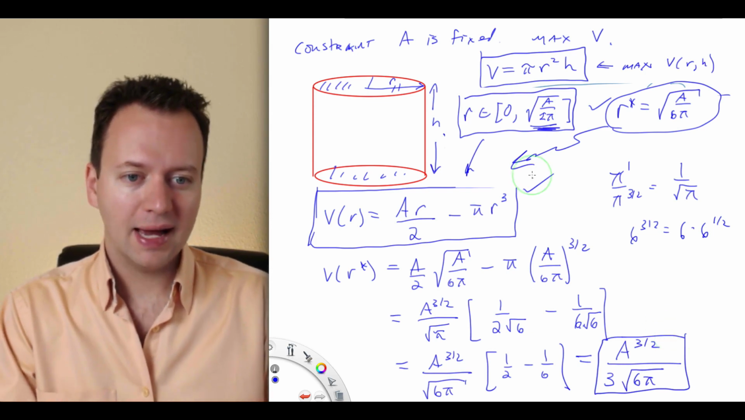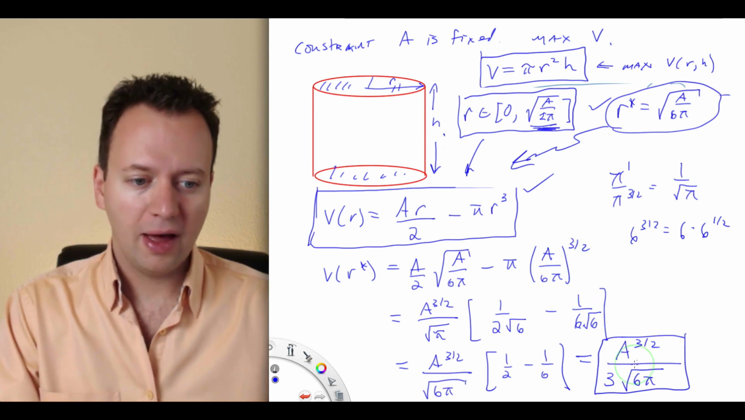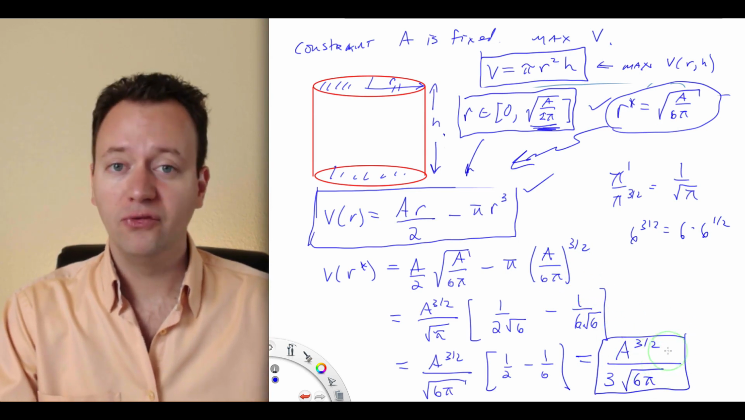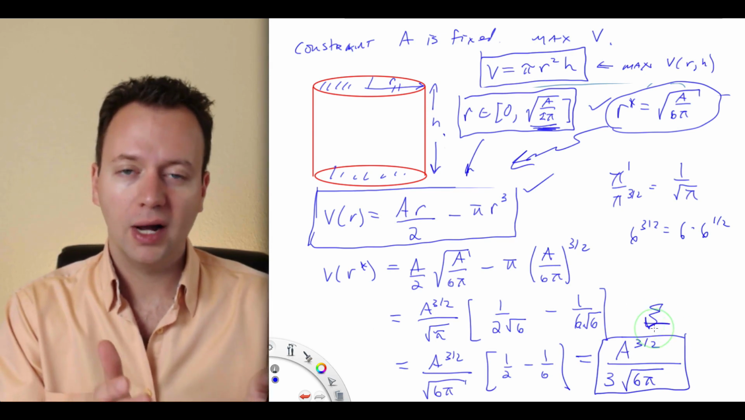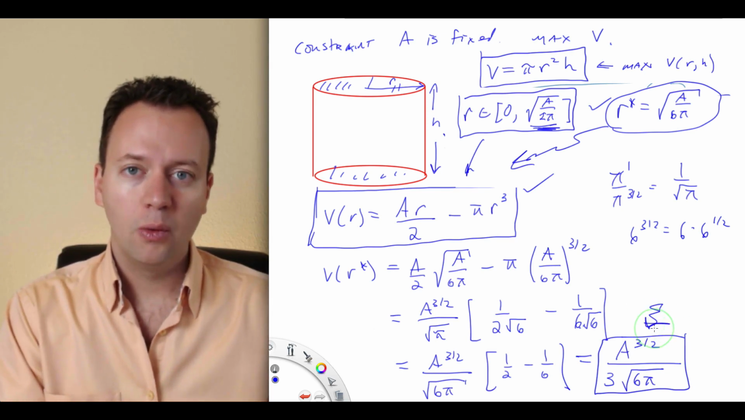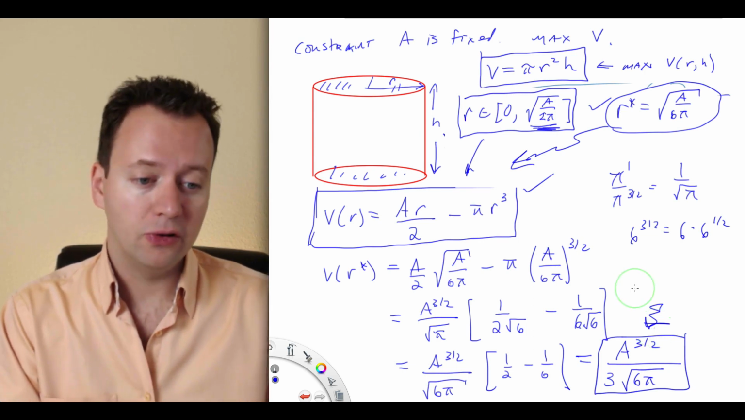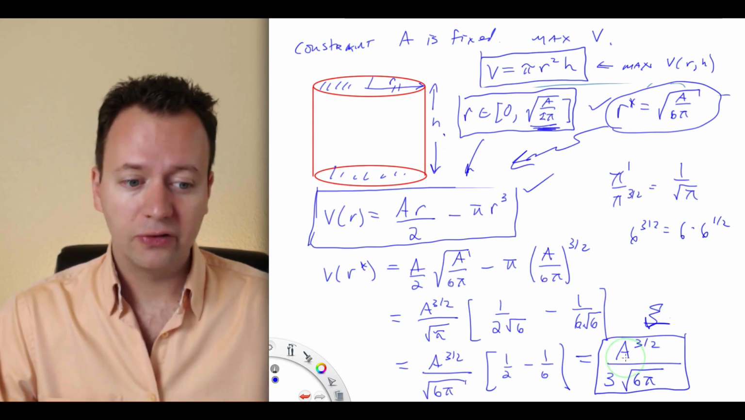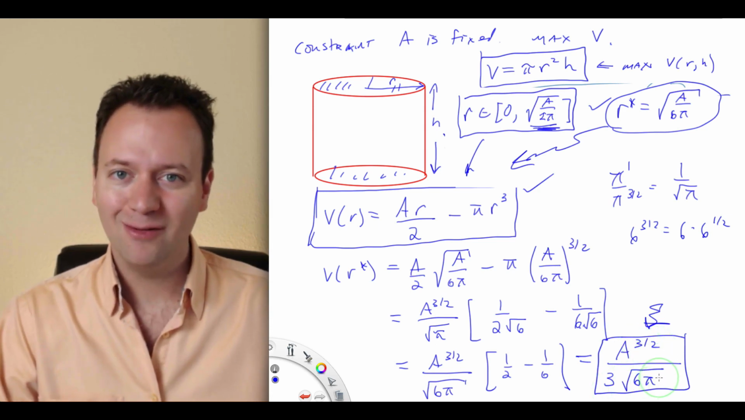So you can see I didn't just stop at r star or just plug it in here. With a little bit of algebra, I have a very simple formula. This is a general purpose formula. Whenever you are trying to construct a cylinder with a fixed amount of surface area, the maximum possible volume is whatever the amount of surface area is to the 3 halves divided by 3 square root of 6 pi. That's kind of a cool formula.